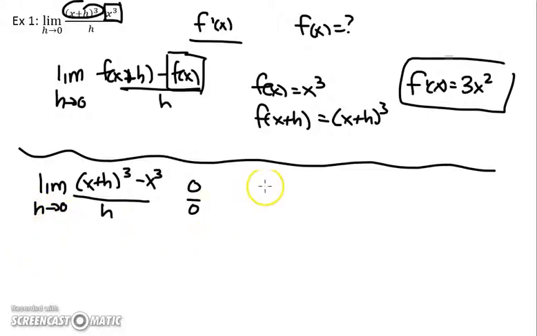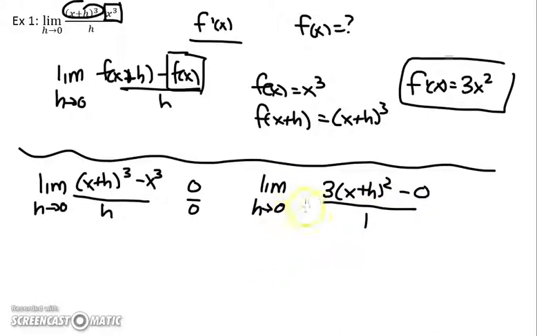We have to be careful, though, because h is our variable. So if we treat h as the variable, L'Hopital's rule says take the derivative of the top, the derivative of the bottom. So we get chain rule here, 3 times x plus h squared times the derivative of the inside is just going to be 1, minus 0, because remember, this is a constant, h is the variable, divided by 1, and then take the limit again. Plug 0 in for h, x plus 0 is x squared times 3 minus 0 divided by 1 is 3x squared.